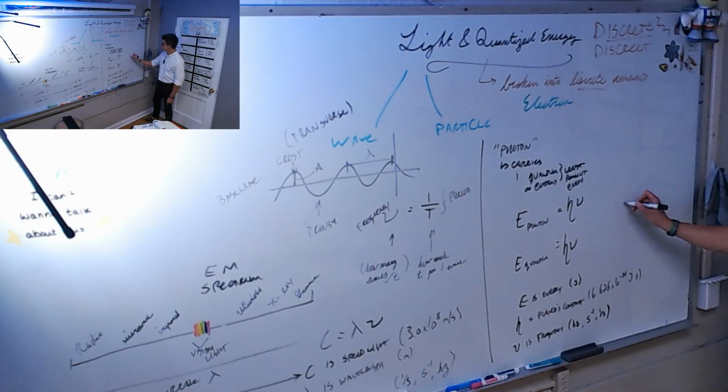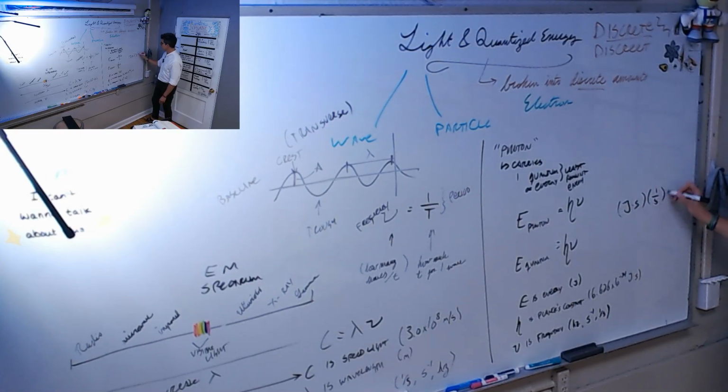In this equation, joule times seconds, if we multiply that by 1 over seconds, what do we get? You're all wrong. Just joules. The seconds reduced to 1. We're left with just joules. That's how we measure energy.